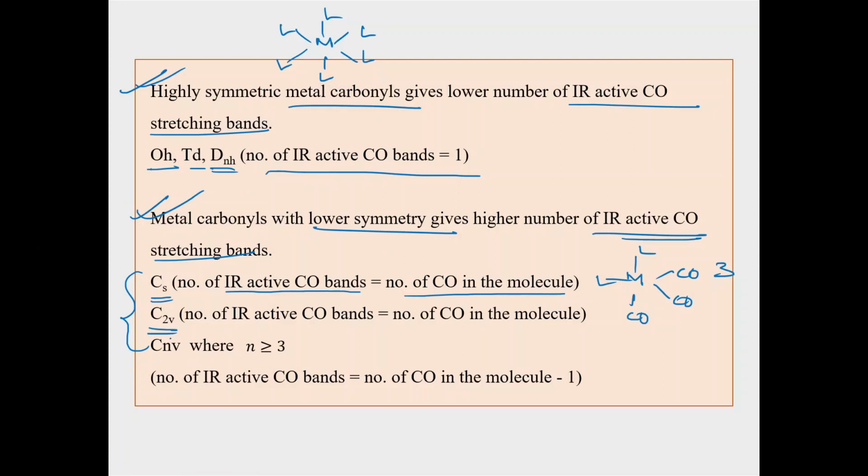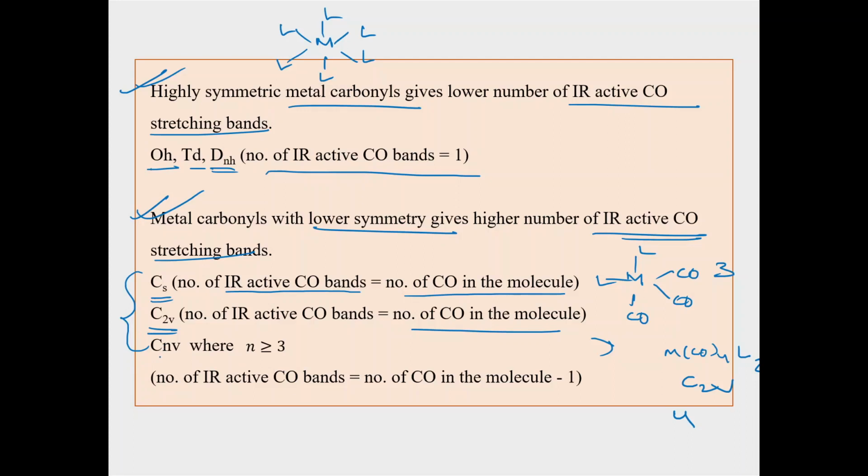Then C2v molecules, with the C2v point group, for them the number of IR active bands is equal to the number of CO in the molecule. Okay, the example you can take, let's say M(CO)4L2. In this case also, this molecule has the C2v point group and 4 CO are present there. So the number of IR active CO bands in this molecule is 4.